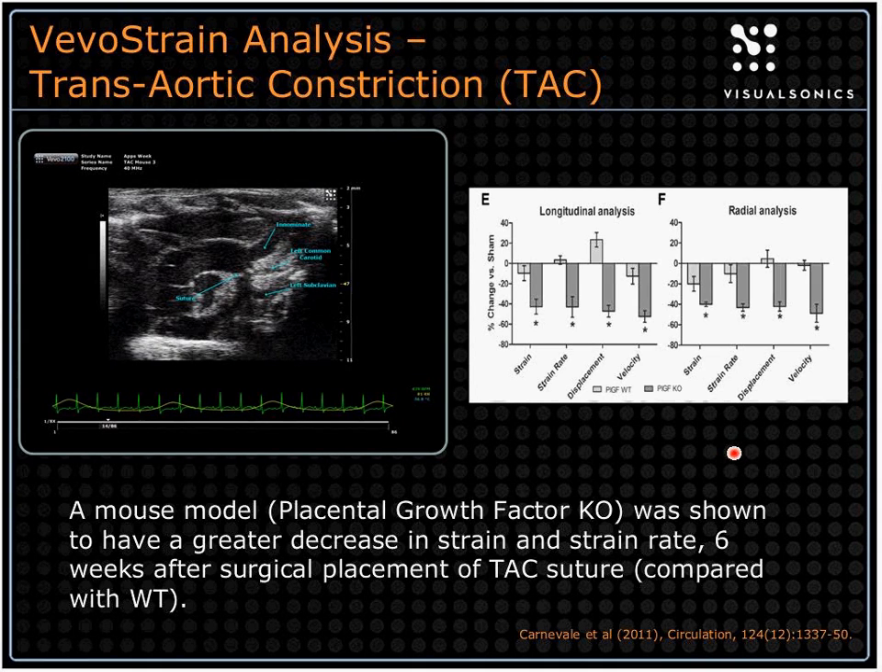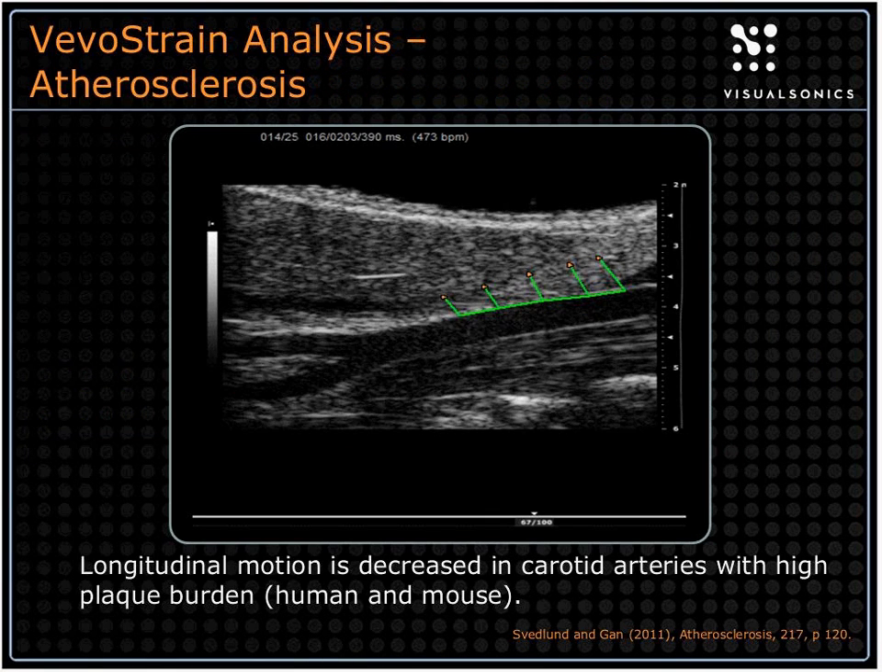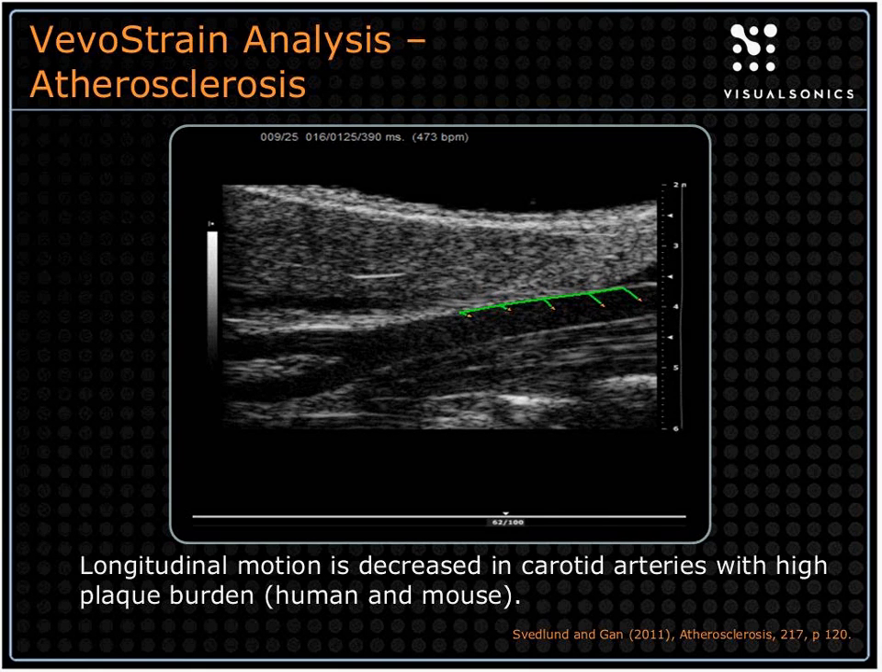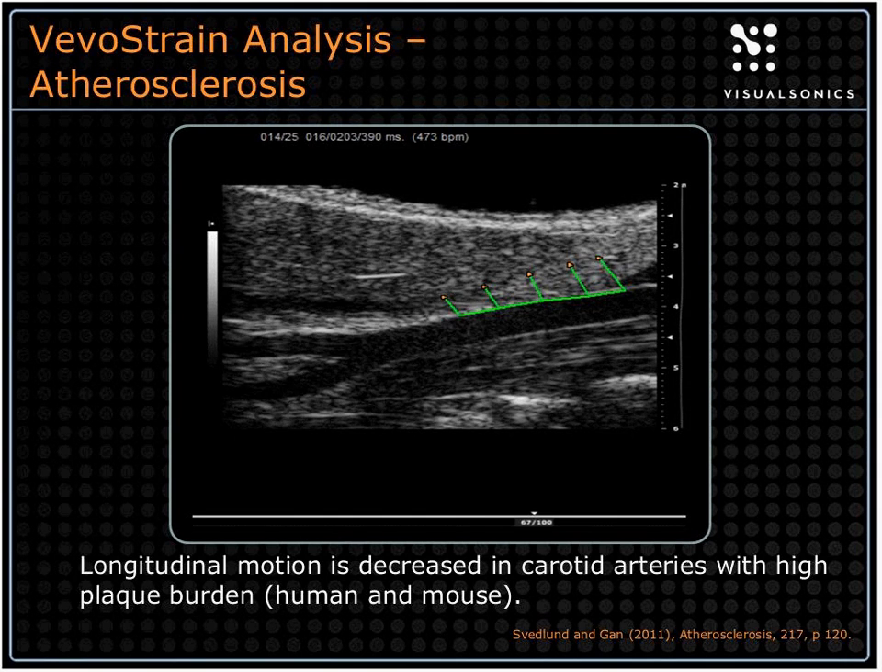And the third paper is on an atherosclerosis model, and here they used our software to look at longitudinal motion. They found in the mouse model that the longitudinal motion is decreased in the carotid arteries with a high plaque burden. And this was a paper that was looking at the translation from human to mouse.